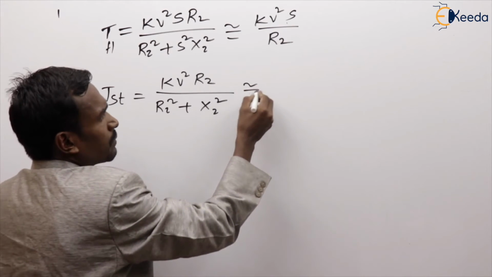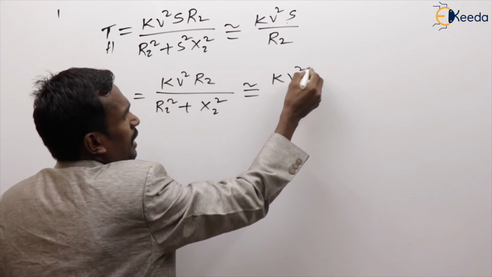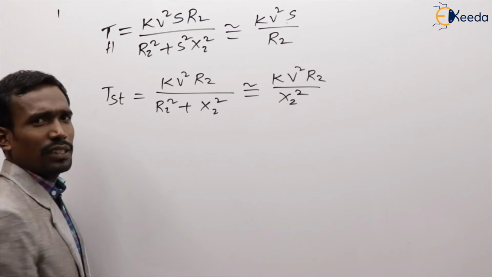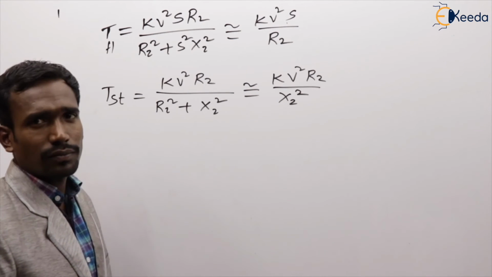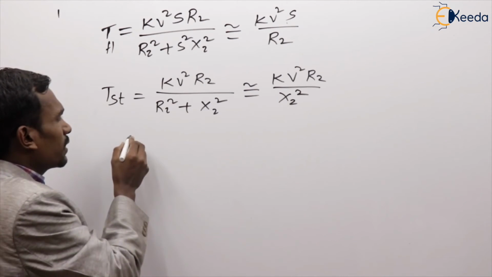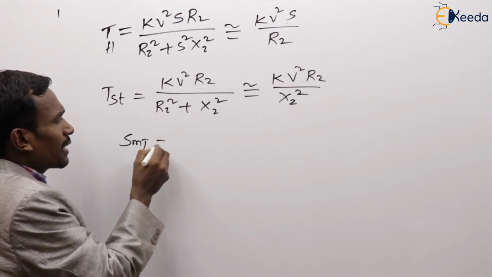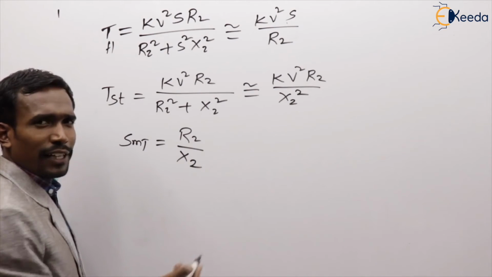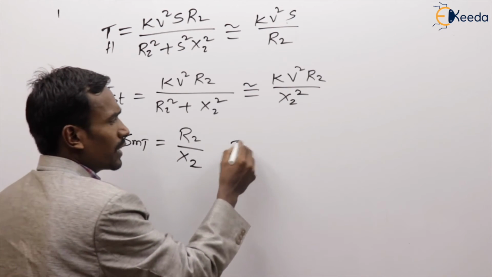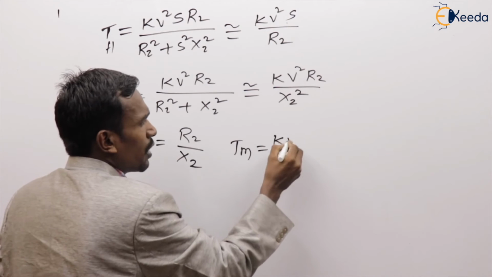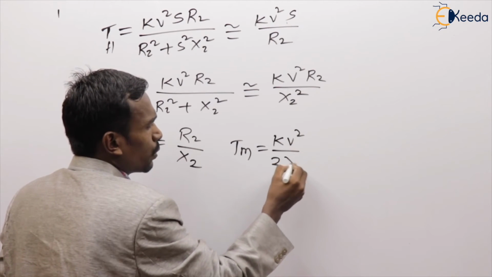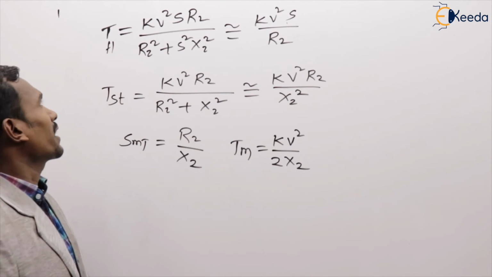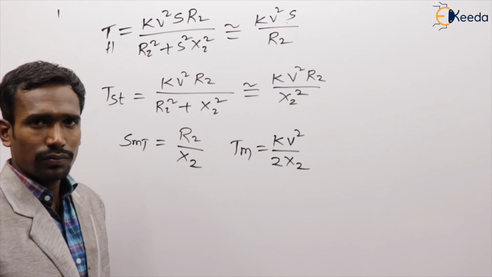The approximated formula is Kv square into R2 by X2 square. Right? Next one, slip at maximum torque is equal to R2 by X2. And next one, maximum torque is equal to Kv square by 2X2. These are the torque equations up to now.